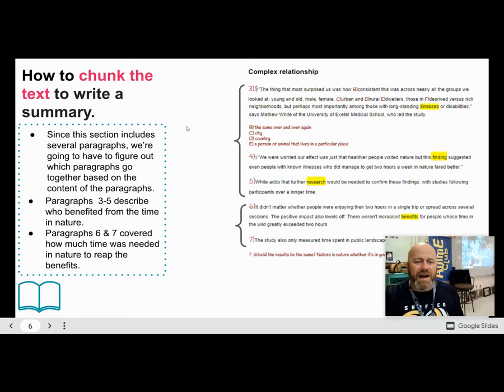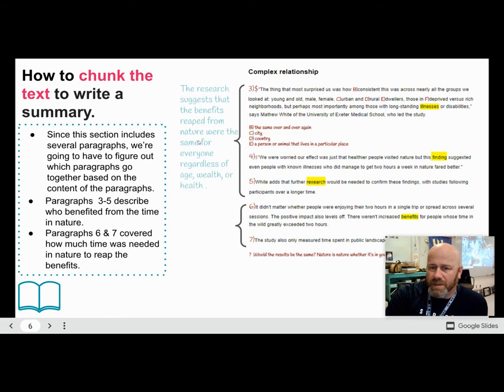So paragraphs 3 to 5 describe who benefited from the time in nature. 6 and 7 talked about how much time was needed to benefit from nature. Okay, so then you pull out the main idea from each of those sections, those chunks that you just created.